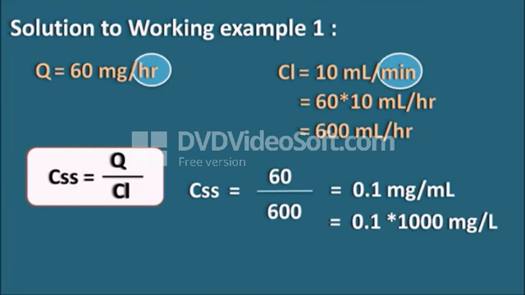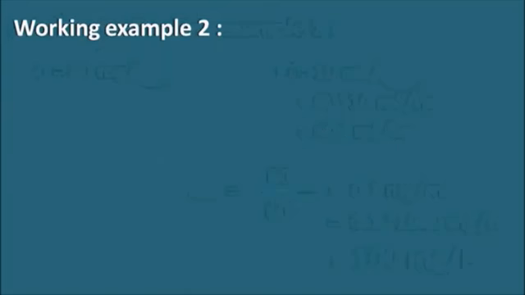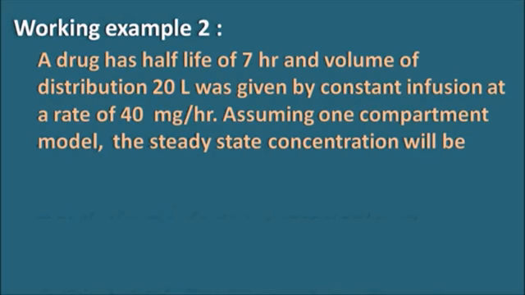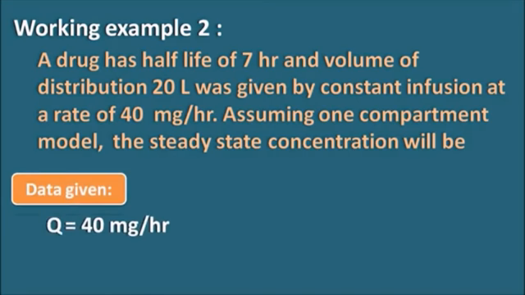Then the next example: a drug has a half-life of 7 hours and a volume of distribution of 20 liter, and was given by a constant infusion at a rate of 40 mg per hour. Assuming one compartment model, what will the steady state concentration be? The data given are Q equals 40 mg per hour, T half equals 7 hours, Vd equals 20 liter, and we have to calculate the CSS. So let's see the solution.